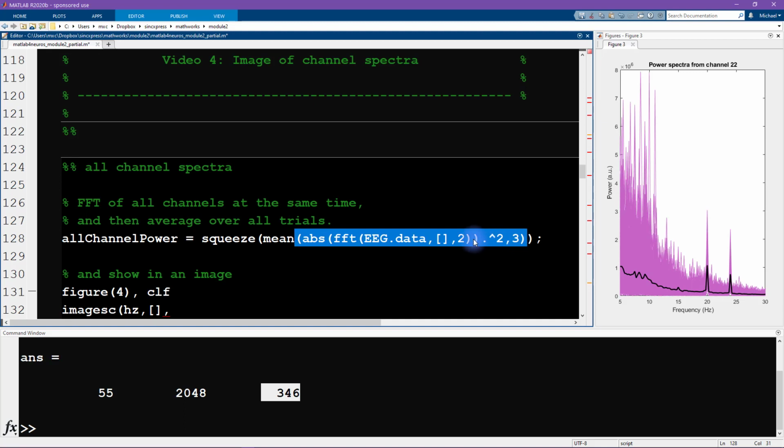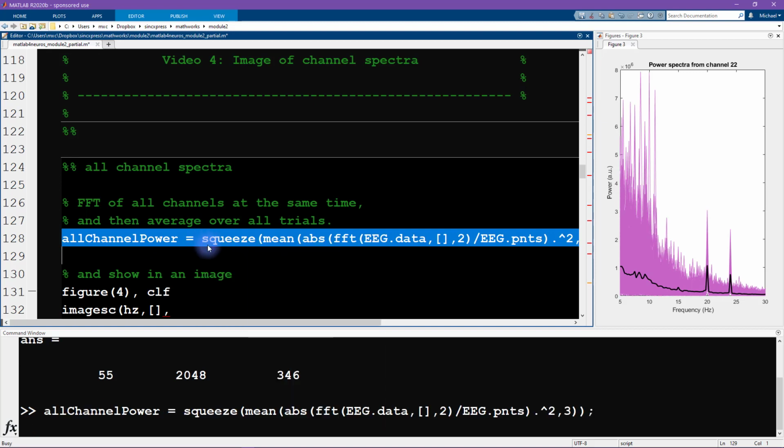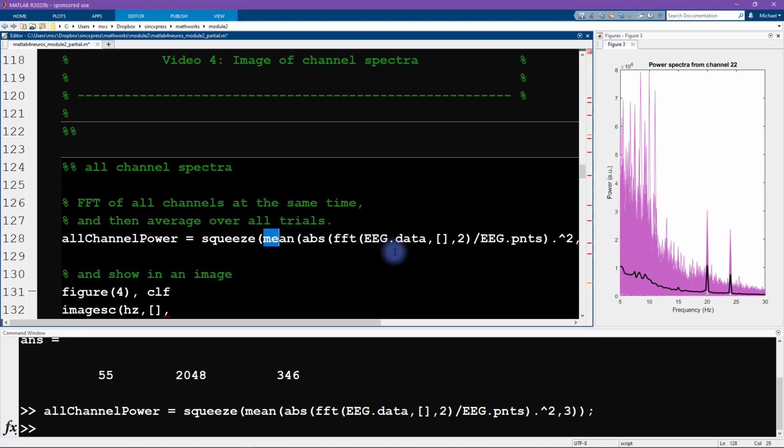Okay, now I'm going to add a little normalization factor. I'm going to divide by the number of time points. I'm going to discuss this in a few moments. So let's just run this line of code, make sure we don't get any errors, and check out the size of this. So this is channels by frequencies, and we don't have a third dimension of trials, which we expect because we averaged over those trials.